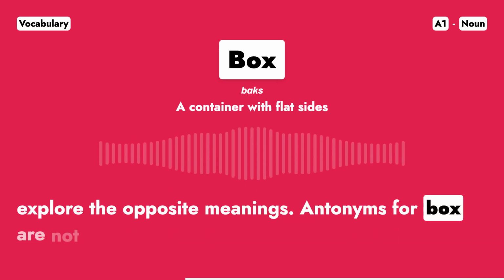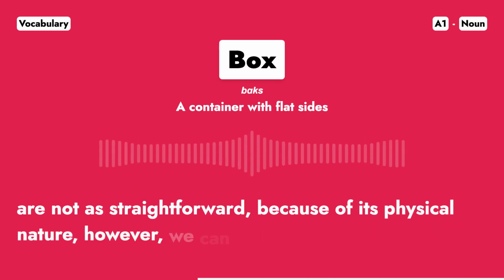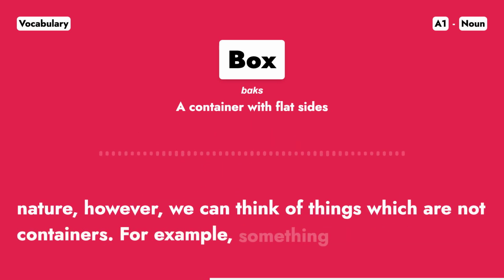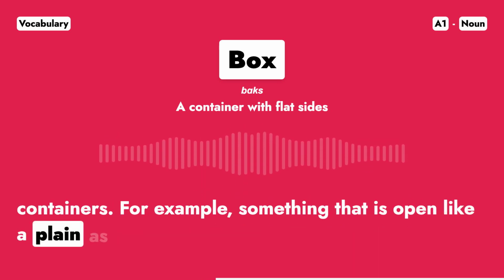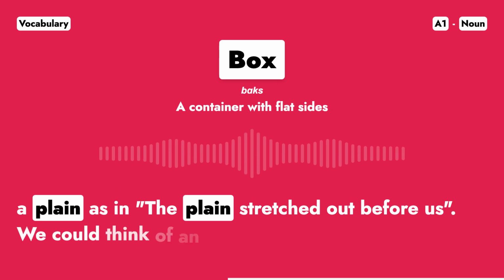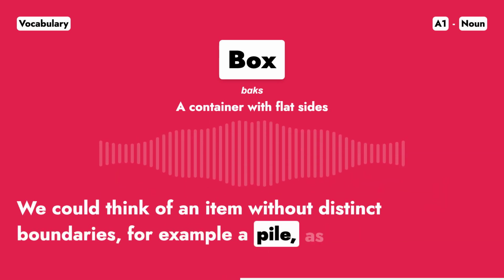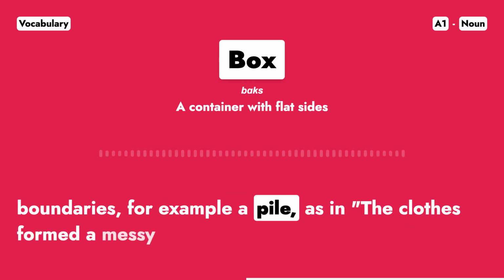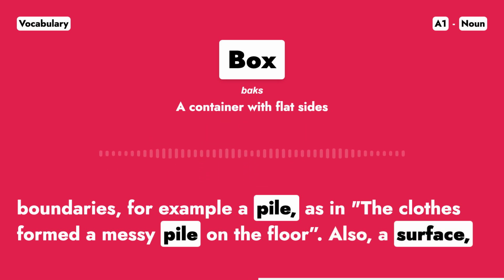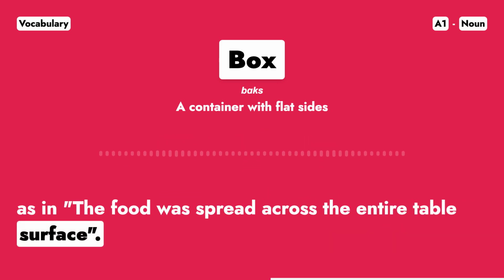Now, let's explore the opposite meanings. Antonyms for box are not as straightforward because of its physical nature. However, we can think of things which are not containers. For example, something that is open like a plane, as in the plane stretched out before us. We could think of an item without distinct boundaries, for example, a pile, as in the clothes formed a messy pile on the floor. Also, a surface, as in the food was spread across the entire table surface.